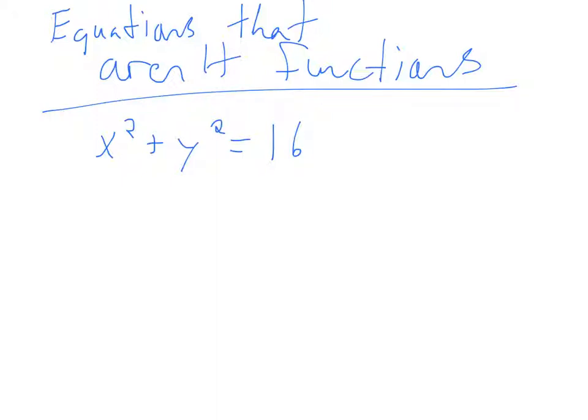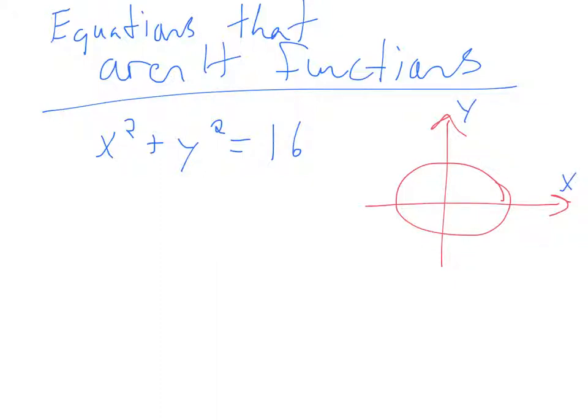It's a circle, right? Centered at the origin with a radius of 4. So this is my circle. So is a circle a function? No. Why not? Well, it repeats in the backwards direction, right?